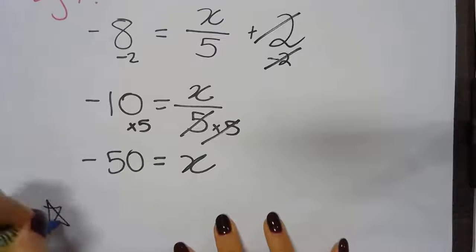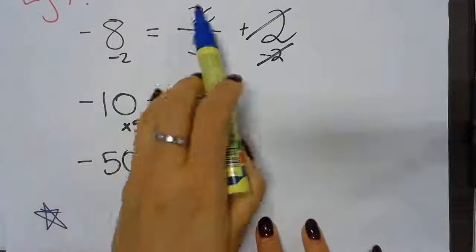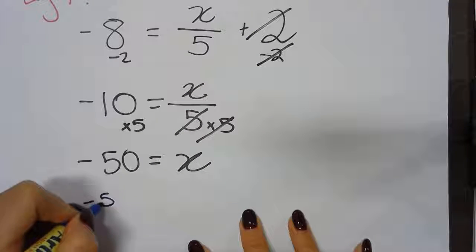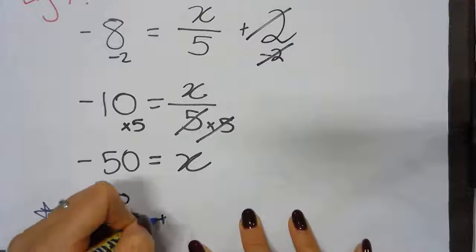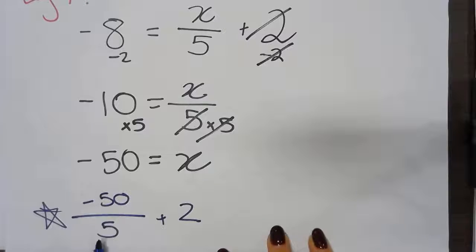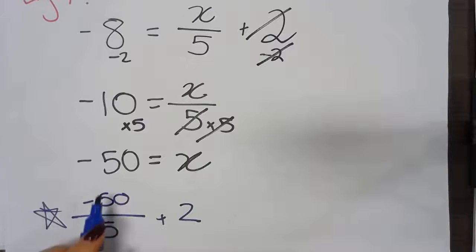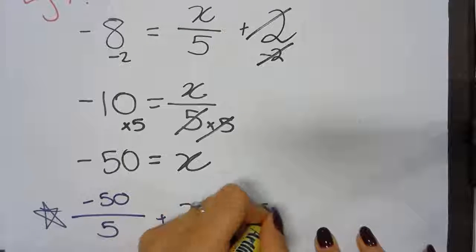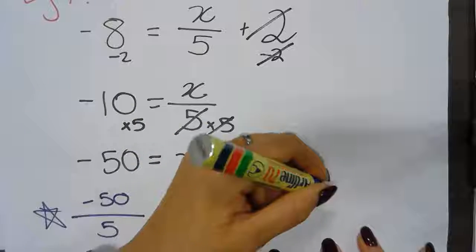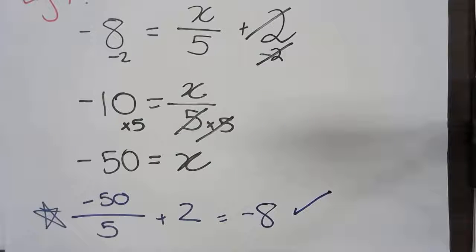Let's make sure that we've gotten it right. Again, we start with the side that x is on, so negative 50 divided by 5 plus 2. Negative by a positive divided by a positive is going to be a negative, and that's going to be 10. Negative 10 plus 2 is a negative 8. Yes, that's what we started with. And that is how you solve two-step algebraic equations.